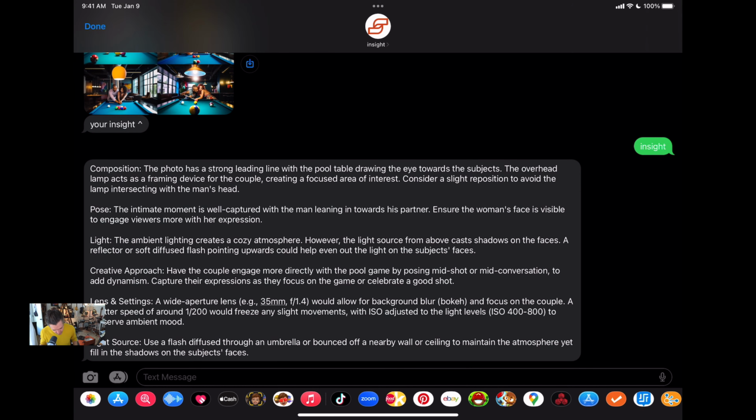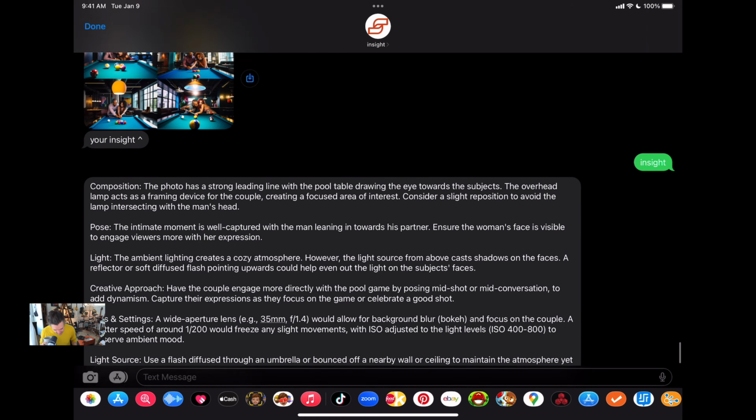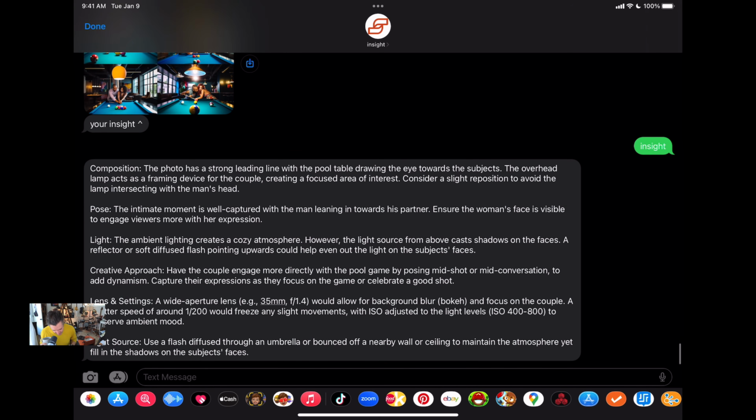Pose. The intimate moment is well captured with the man leaning in towards his partner. Ensure the woman's face is visible to engage viewers. Yeah, I would say she's plenty visible. Light. The ambient lighting creates a cozy atmosphere. However, the light source from above casts shadows on the faces. A reflector or soft diffuser could help.